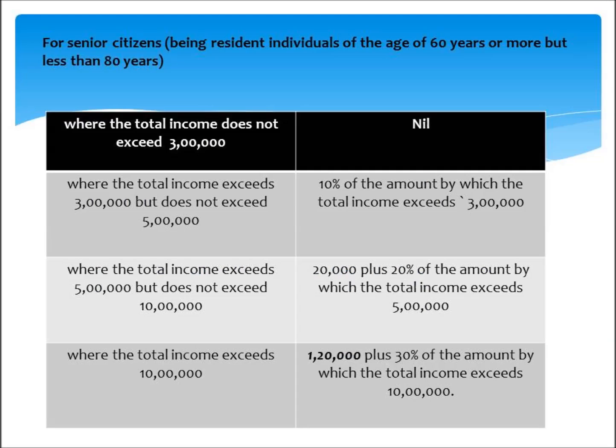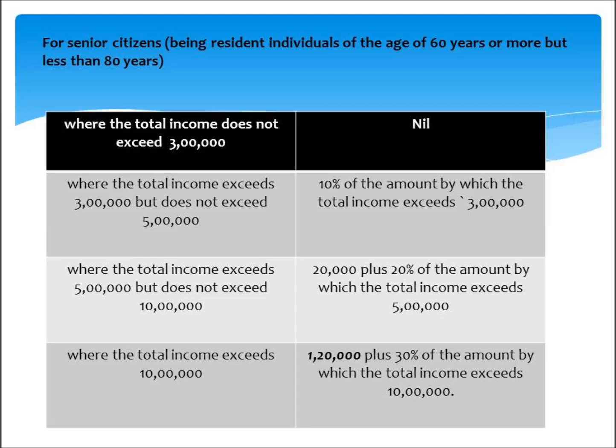So this is the slab rate for senior citizens, that is individuals who are above the age of 60 years and below the age of 80 years, where the total income does not exceed 3 lakh. No amount of income tax is required to pay. The rate is nil. Next is where the income exceeds 3 lakh but does not exceed 5 lakh. That is, the income is ranging between 3 lakhs to 5 lakhs. The income tax rate will be 10% of the amount by which the total income exceeds 3 lakh.